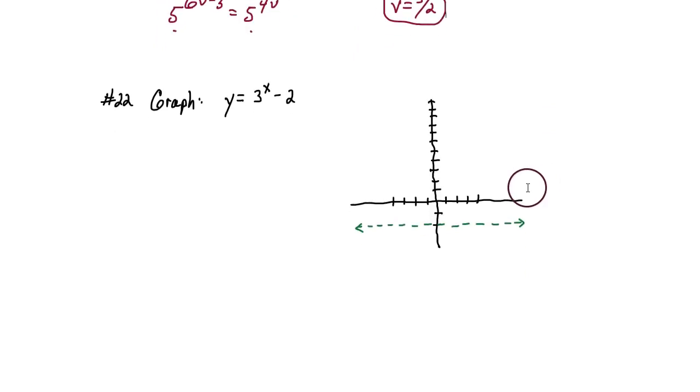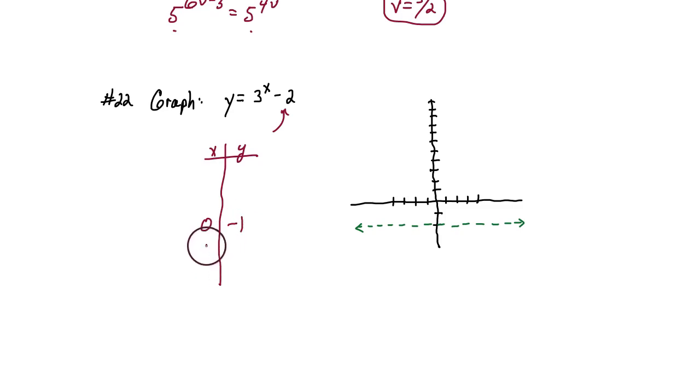For number 22, we're asked to graph this exponential function. It has an adjustment of -2 on the end, so the horizontal asymptote line, instead of the x-axis, has been shifted down 2 spots. I've drawn that in green ink. Now make an xy table. When x is 0, what's y? 3 to the 0 makes 1. 1 take away 2 is -1.